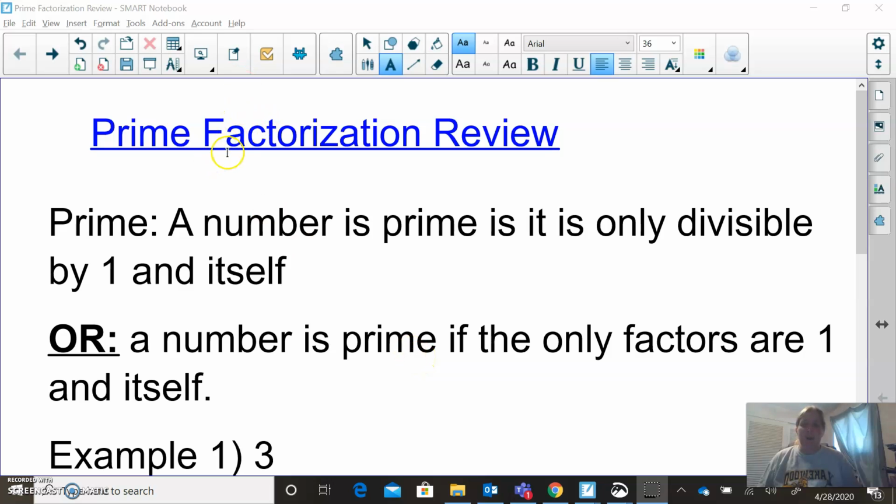So in today's video, we're actually going to go over prime factorization. We're going to go over what prime is, what composite is, and how to do the prime factorization.